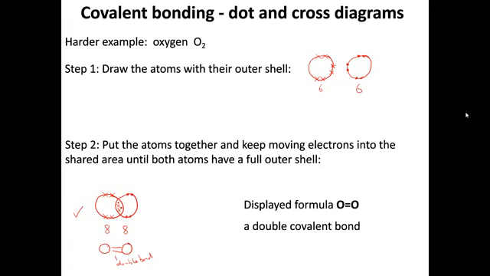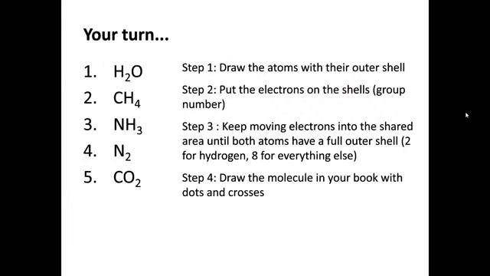So when we're drawing these, we need to draw the atoms with their outer shell, remembering that the group number tells us how many they've got. And then however many electrons they need to gain is how many electrons they need to share. So here's 5 for you to have a go at. Now I'm going to do the first one for you because we haven't done one where you need more than one. So we're going to draw the atoms with their outer shell.